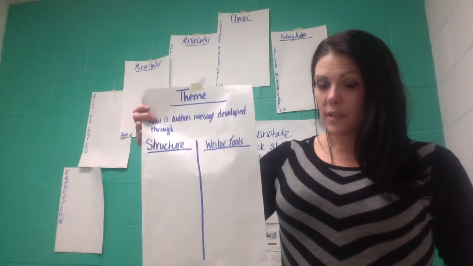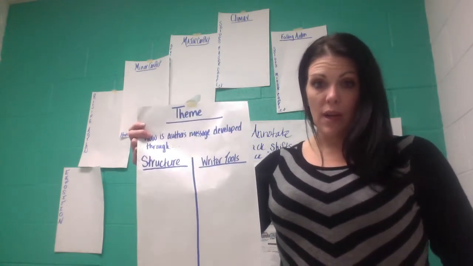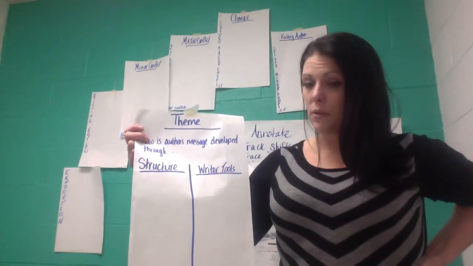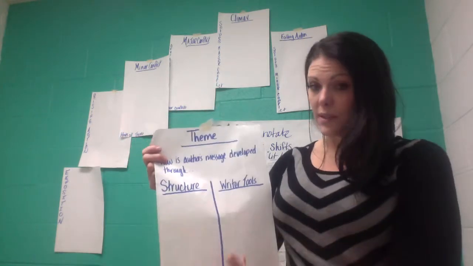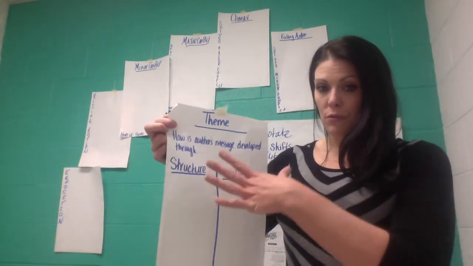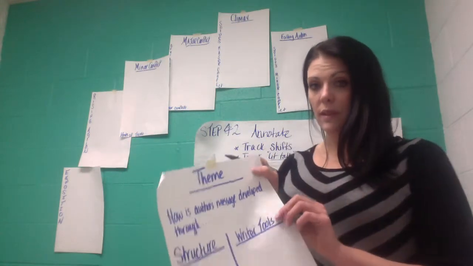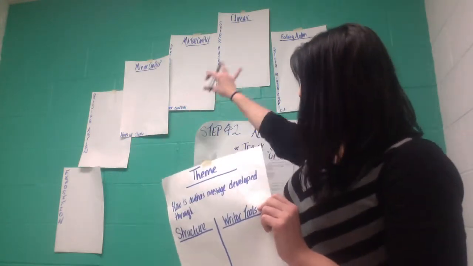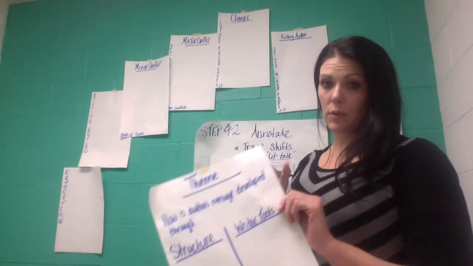The writer's tools, that's all the other lit terms, the literary elements. It includes plot, setting, characterization, figurative language, everything, okay? So you've got to be able to know this stuff, all right? And how is the author's message developed? Through this stuff. The theme is what we're looking for. We're breaking it down piece by piece to determine what the theme or the message is.